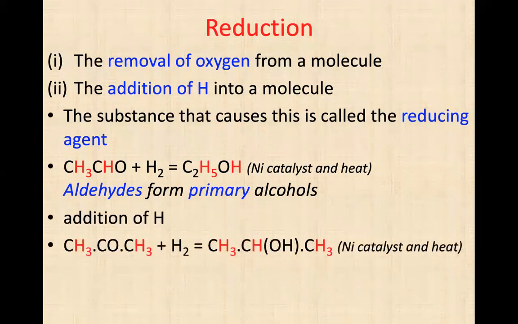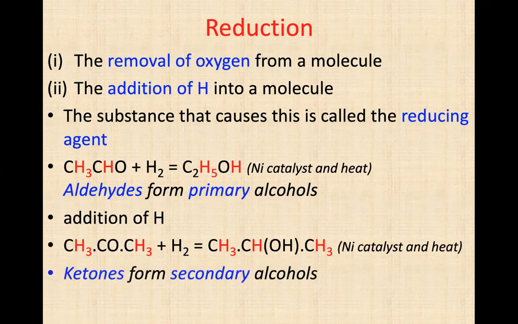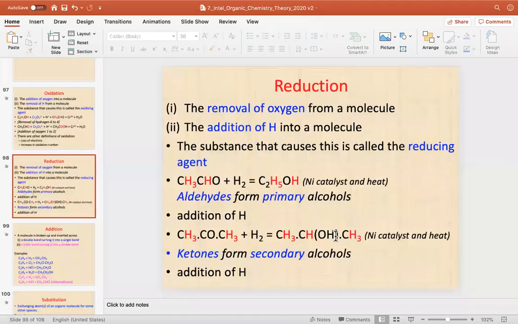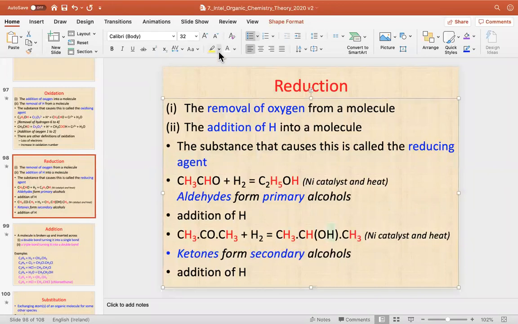And then if I've got propanone and I react it with hydrogen, I get propan-2-ol. I've got 3 and 3, 6 hydrogens. I've got 3 and 3, 6 and 1, 7 and 1's 8 hydrogens here. That's, again, addition of hydrogen. Remember, ketones form secondary alcohols when they are reduced. It's the addition of hydrogen. I'm just going to change that ever so slightly. That should really be red. There we go.